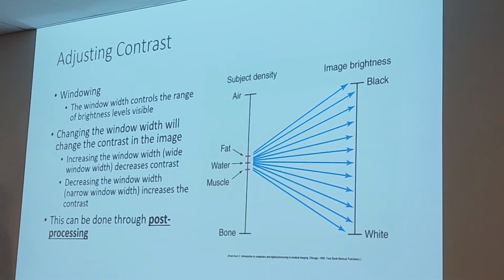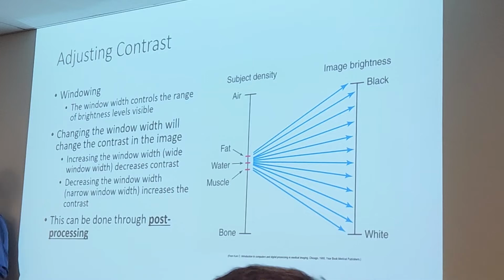Okay. So we were able to adjust brightness. We are also able to adjust contrast. What did we call adjustments in brightness? Window level is dealing with brightness. So what did we call adjustments in that window level? Leveling.